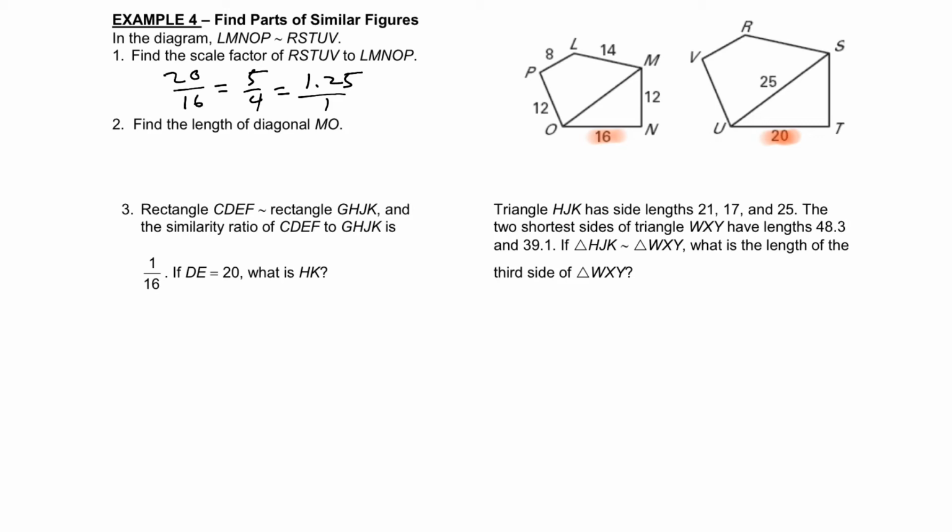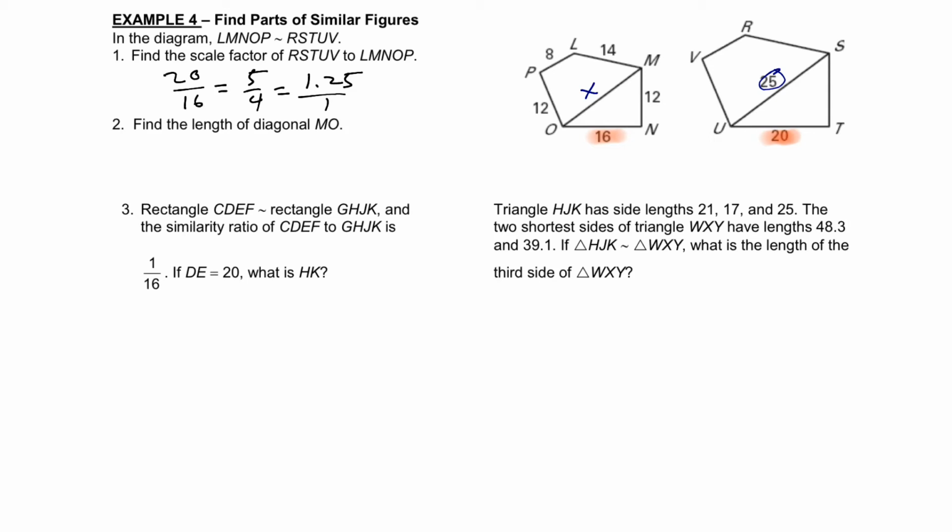Part 2 of example 4 says find the length of the diagonal MO. So MO is right here. Well, that's going to correspond with the diagonal SU. So let's set up this proportion and solve for the length of segment MO. Before we do that, let's call that segment length X. And again, we know that corresponds with the diagonal length of 25 in the large pentagon. So let's go ahead and set this up.